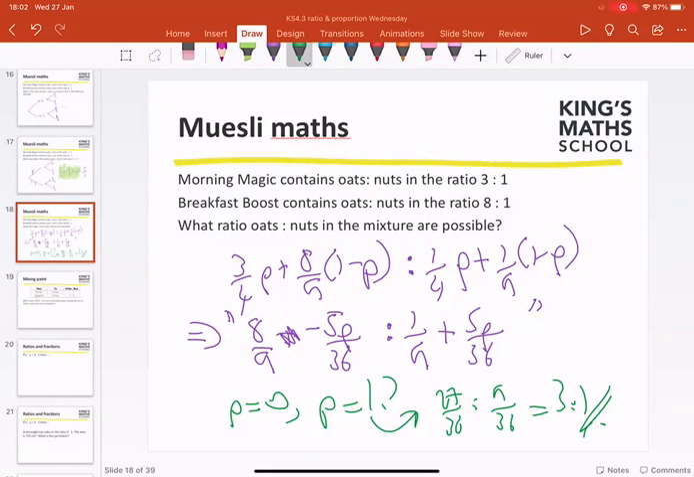And then thinking, well, it's got to be between 3 to 1 and 8 to 1. Can it be 4 to 1? Can it be 5 to 1? Can it be 6 to 1? Can it be 7 to 1? Can it be anything in between? How am I sure, etc.